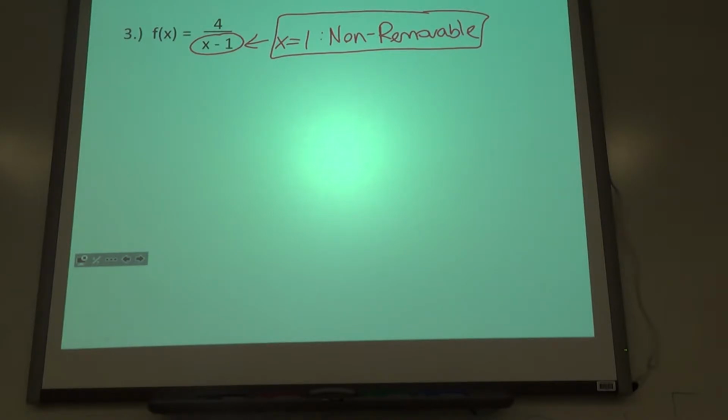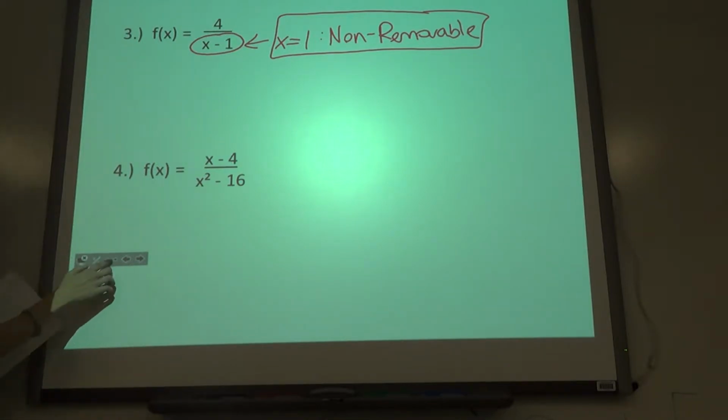Okie doke. I'm going to try some more here. Example 4. f of x equals x minus 4 all over x squared minus 16.